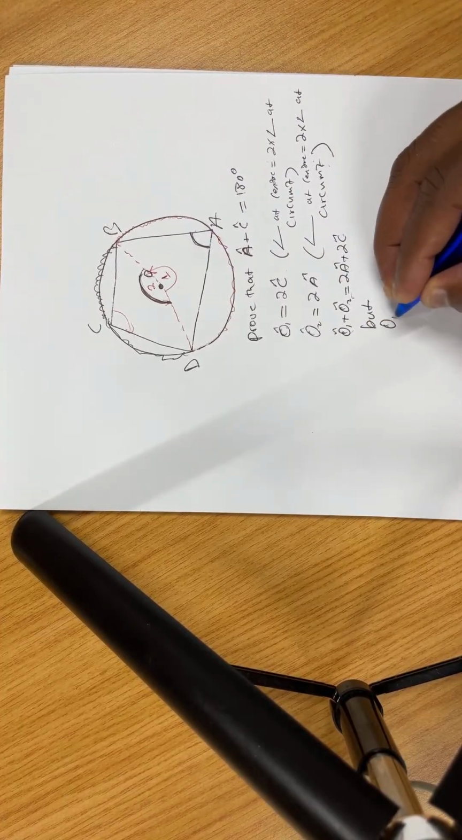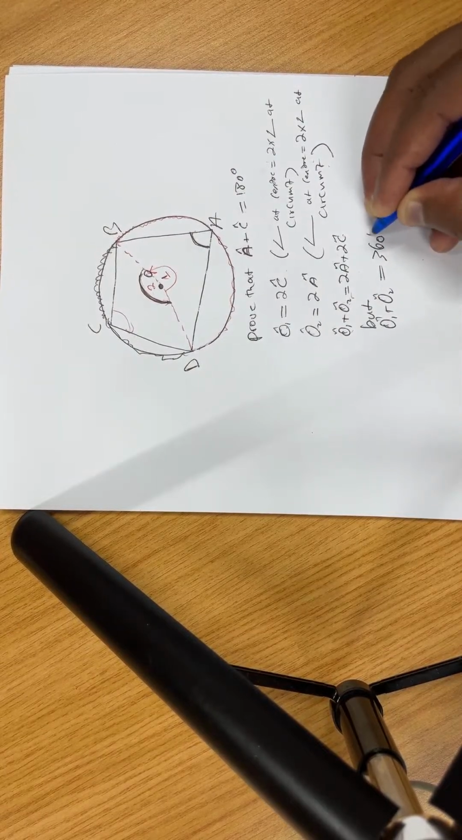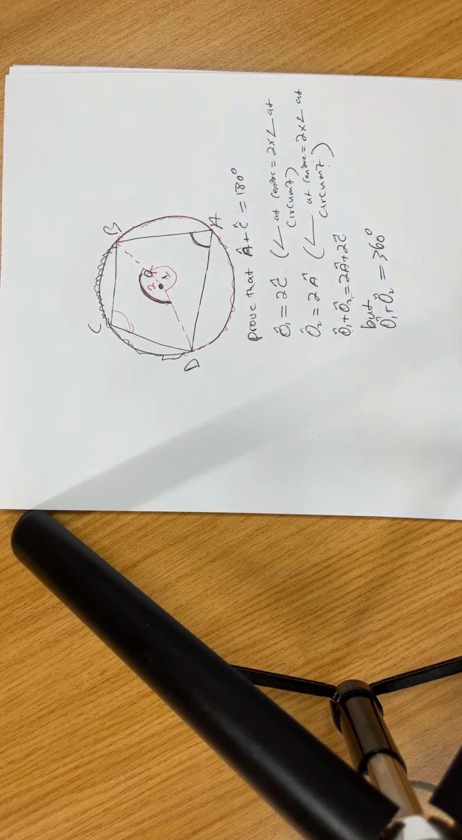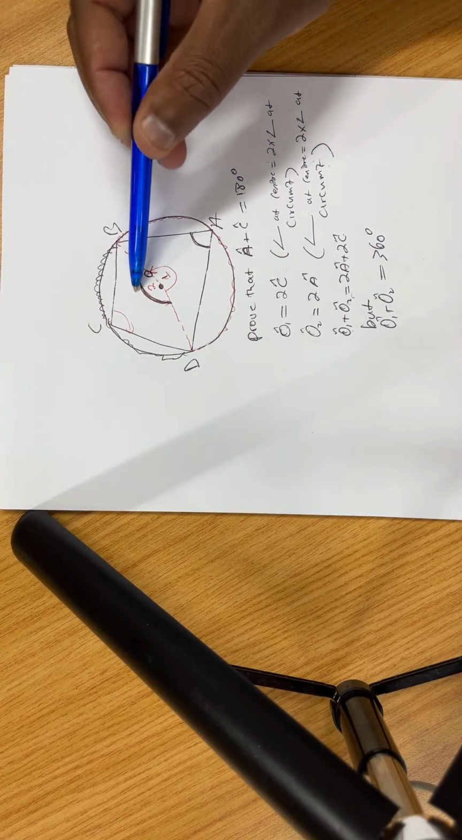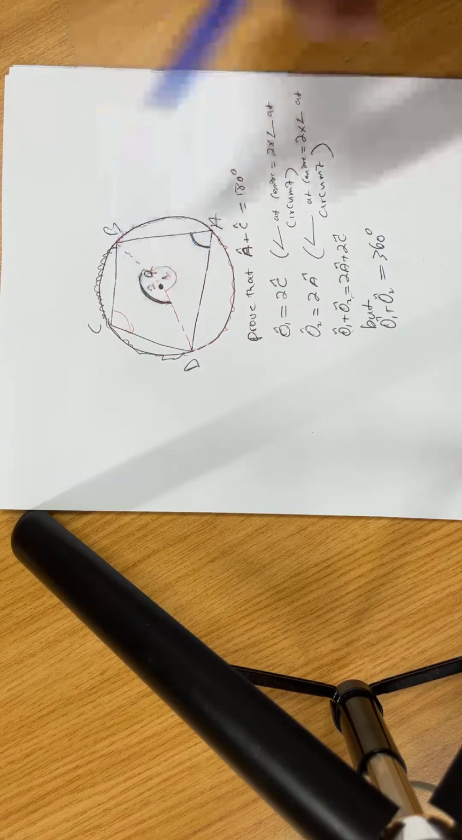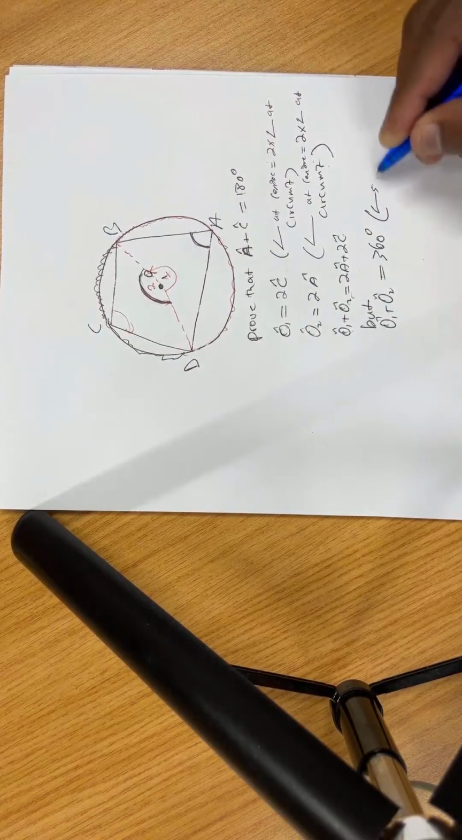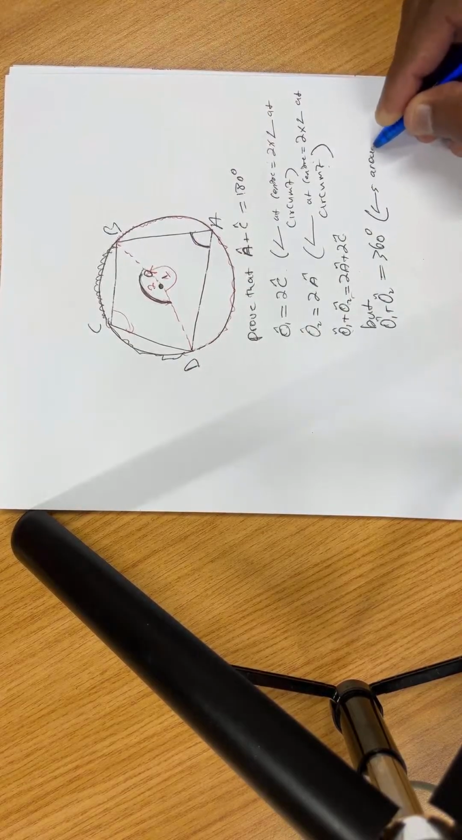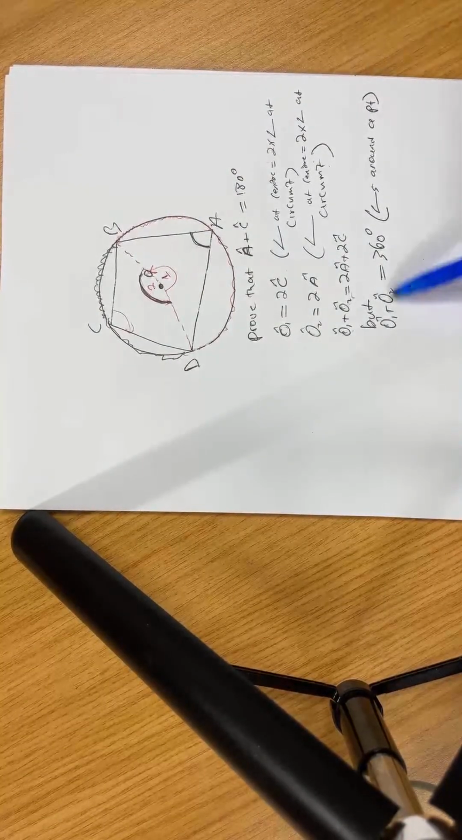O1 plus O2 is equal to 360 degrees. So we know that angle O2 plus O1 equals 360 degrees. Why? It's a revolution angle. So you are going to say angles around a point. These are angles around a point.